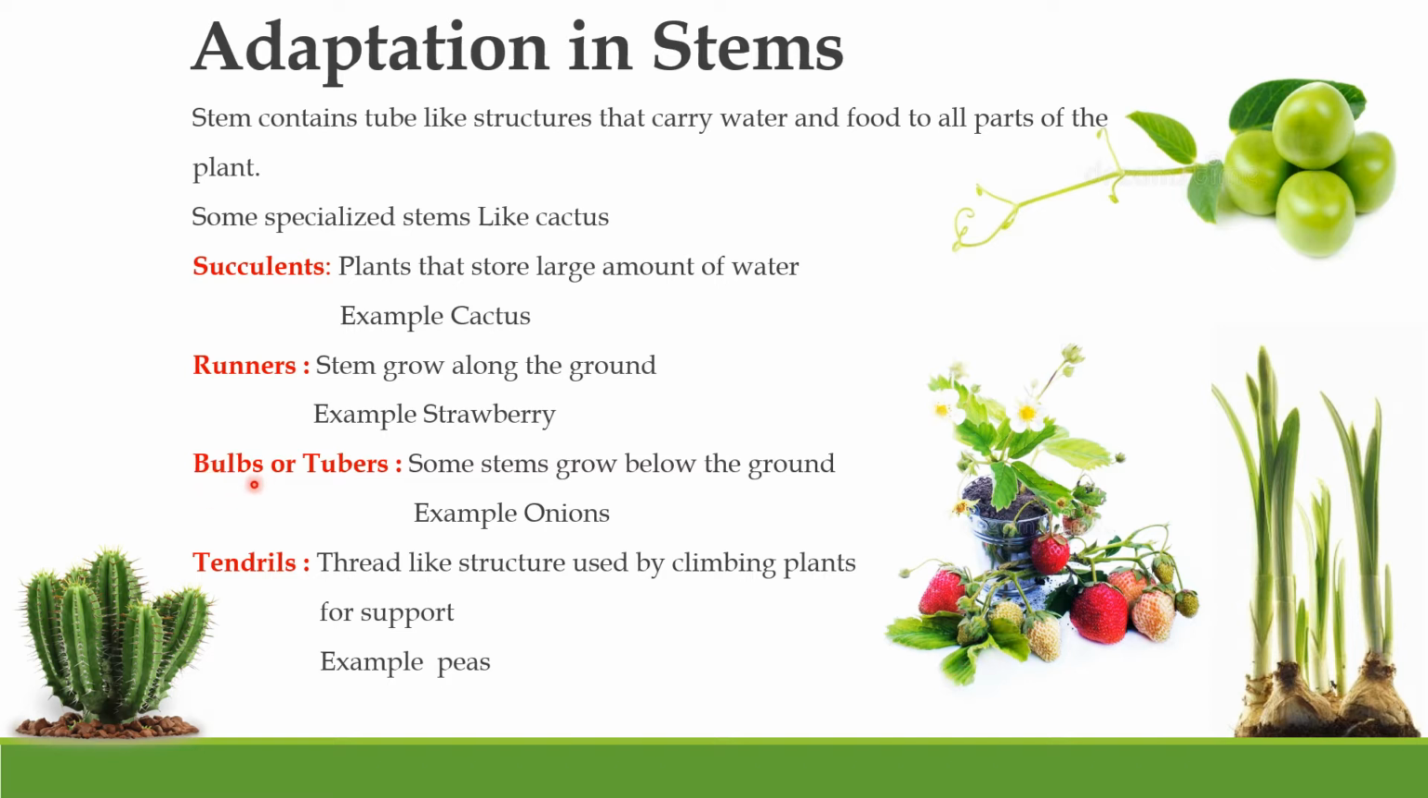Next one is bulbs or tubers. Some stems grow below the ground. Example, onions. They are the bulbs or tubers.